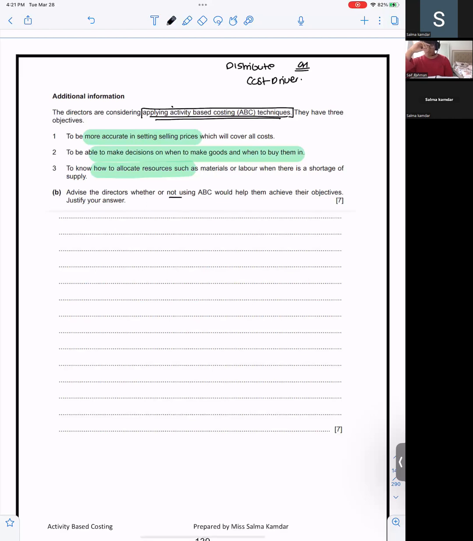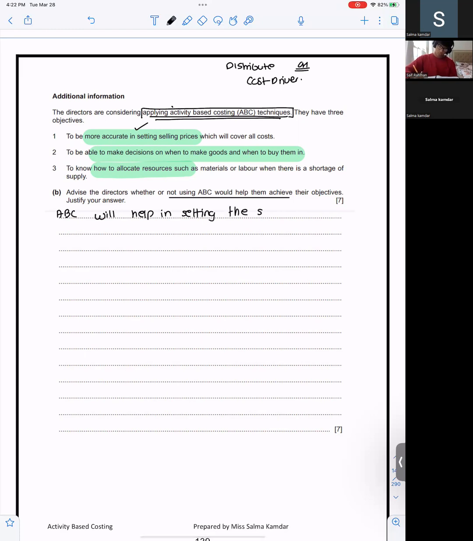Advise the directors if ABC would help them to achieve their objectives. Will ABC help to set a more accurate selling price? Why will it help? Because it apportions based on the cost drivers, because it has a more realistic allocation of cost. So the first objective can be achieved. Let's write about the first objective. So ABC will help in setting the selling price.